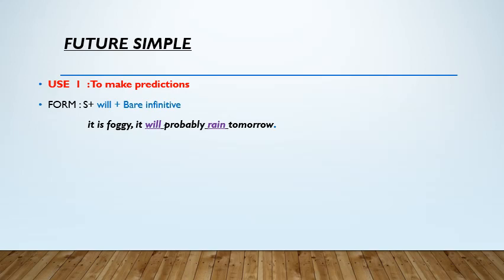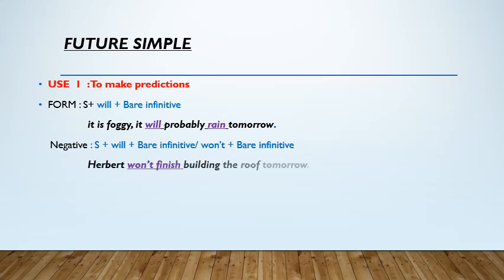When it comes to the negative form, we just add not after will, and then of course the bare infinitive, we keep it as it is. So here either we put the full form, which is will not, or we just put the short form, which is won't. Let's see an example here. Herbert won't finish building the roof tomorrow. So here we are talking about a future action using simple future in the negative form.